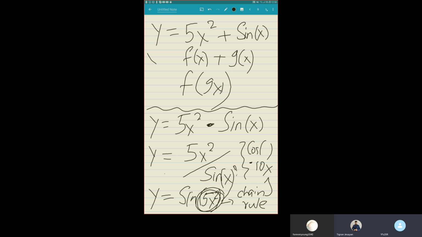Yes, that's it. So I think we don't need to spend more time on the sum rule and the product rule. I'm quite sure we don't. That's it. Okay, thank you very much.